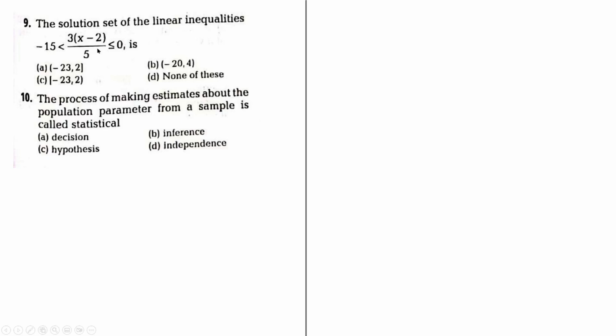Moving on, next question. The solution set of the linear inequalities minus 15 less than 3 into x minus 2 by 5 less than or equal to 0 is. So the third question, minus 15 less than 3 into x minus 2 by 5 less than or equal to 0. So let us take each inequality separately and solve.